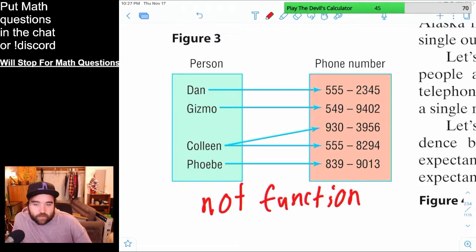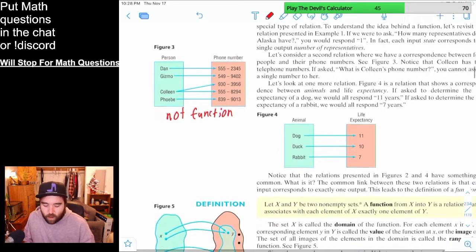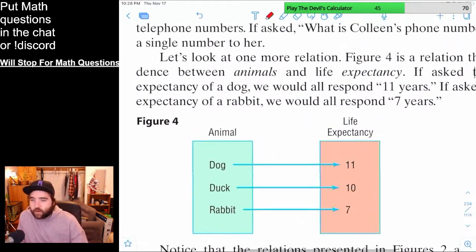It has to work for all of them. And if I ask you what is Colleen's phone number, you can't give me 1 answer. You have to give me 2 answers. And so for that reason, it's not a function. That's not to say that it's broken or that it's wrong. It's just to say it's not a function.